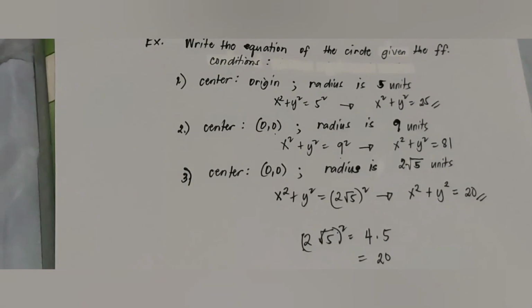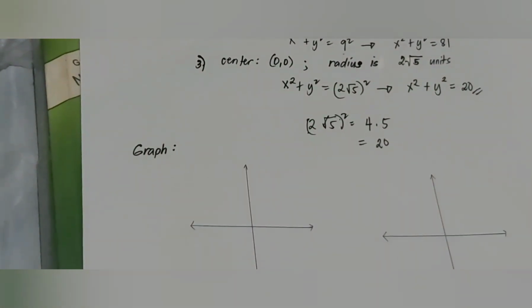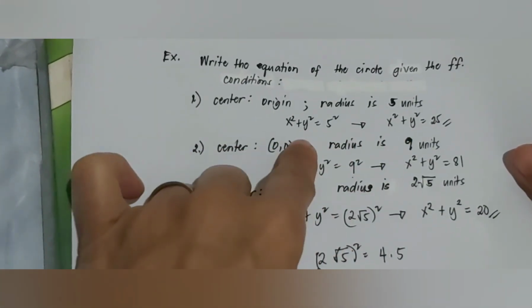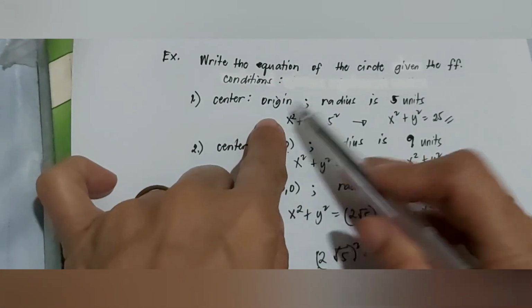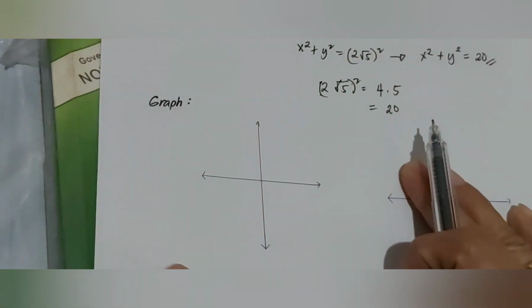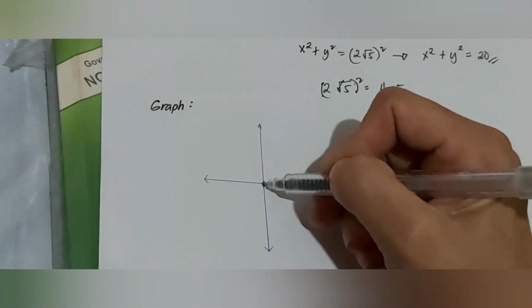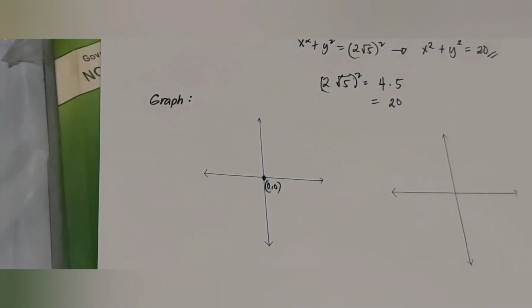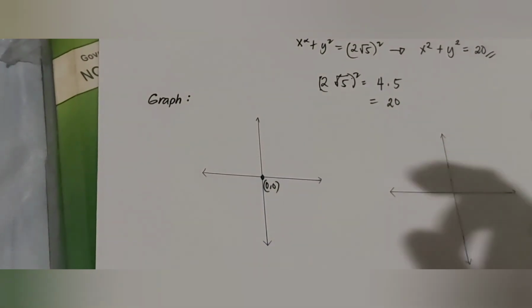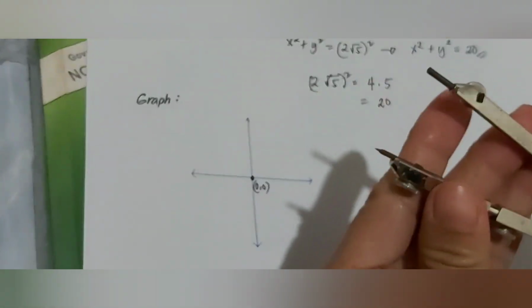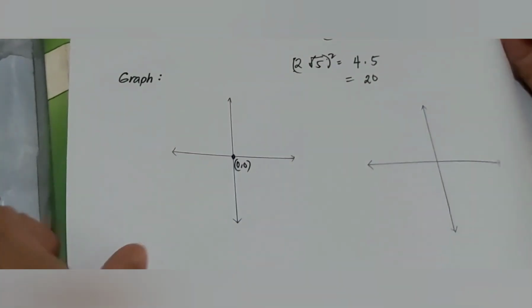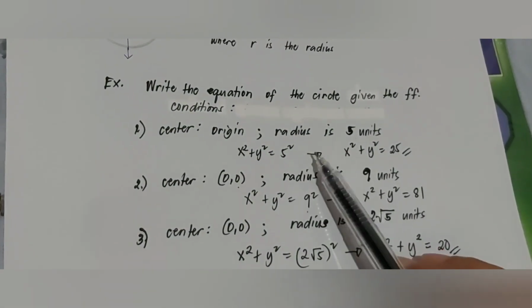Now let us try to draw the circle with these conditions. Let's look at number 1. We have here the origin as the center, 5 units. When we draw, of course, we have a Cartesian plane, and this is our origin, our center. Then we will use a compass. This is a compass. We will count 5 units from our center because 5 is our radius.